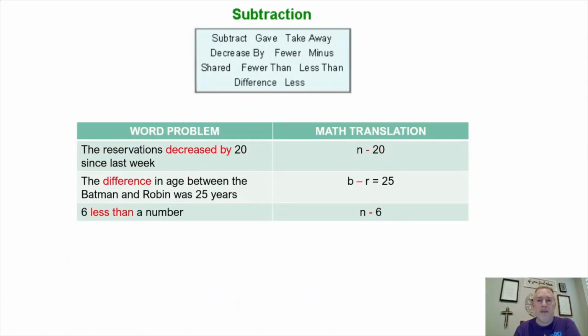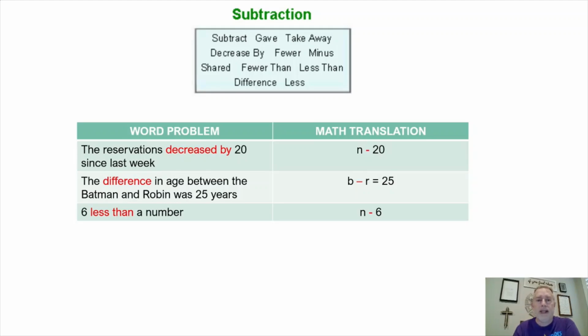Subtraction. Subtraction signs, pretty easy. Take away, fewer, less than, difference. Those are words that usually, when we see them, we want to write a subtraction sign. So here's a word problem. The reservations decreased by 20 since last week. Okay, so we'll take whatever reservations we had. It doesn't tell us, so we use our own variable, and we'll subtract 20 because that's what it says. It was decreased by 20.